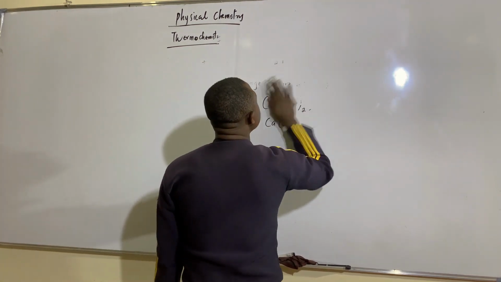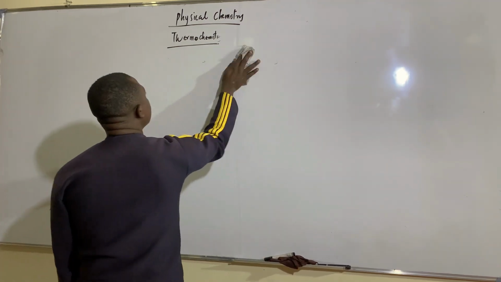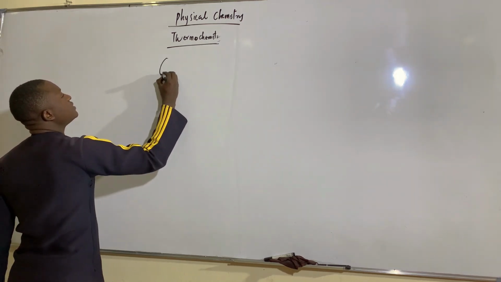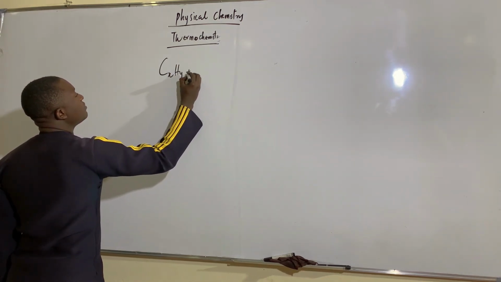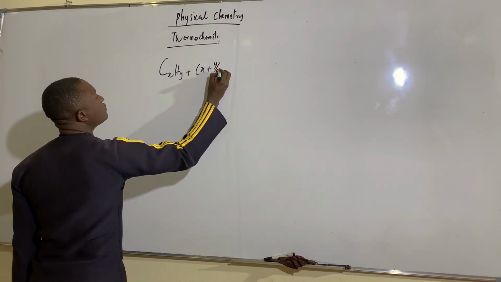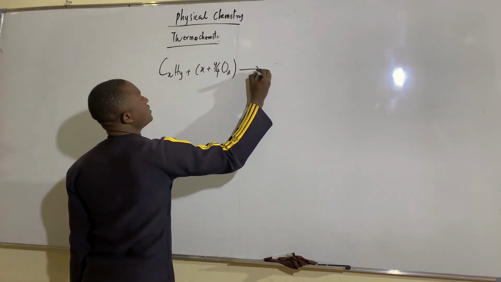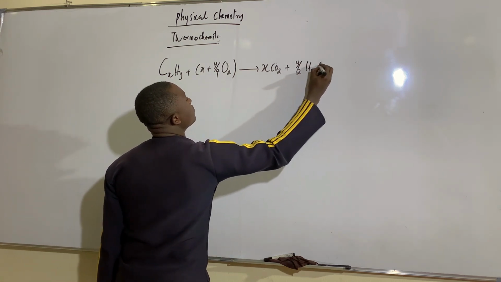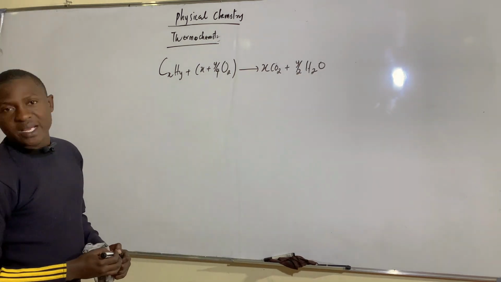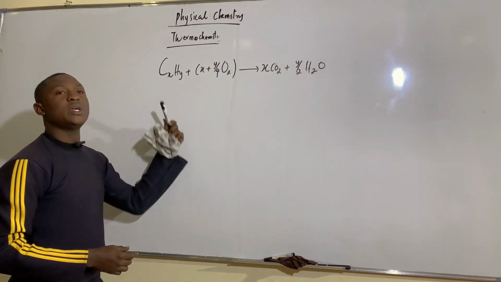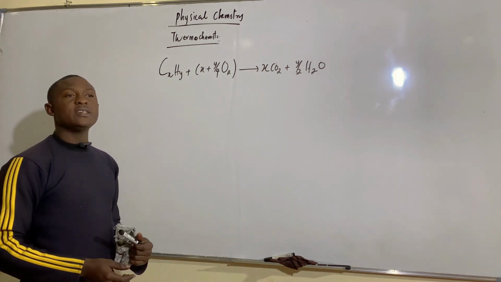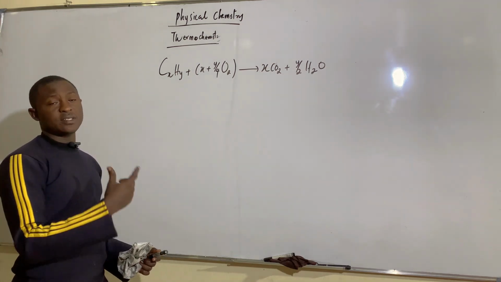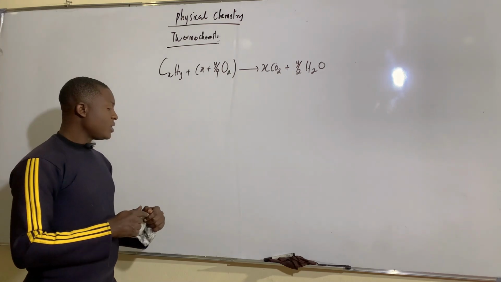Let me give you one formula. There's one formula called combustion, which we use to balance any hydrocarbon. That is CxHy plus (x plus y over 4) oxygen gas to give x CO2 plus y over 2 water. You see this formula? It can be used to balance any hydrocarbon, especially when we have methane or the alkane group. So how are we going to balance that?